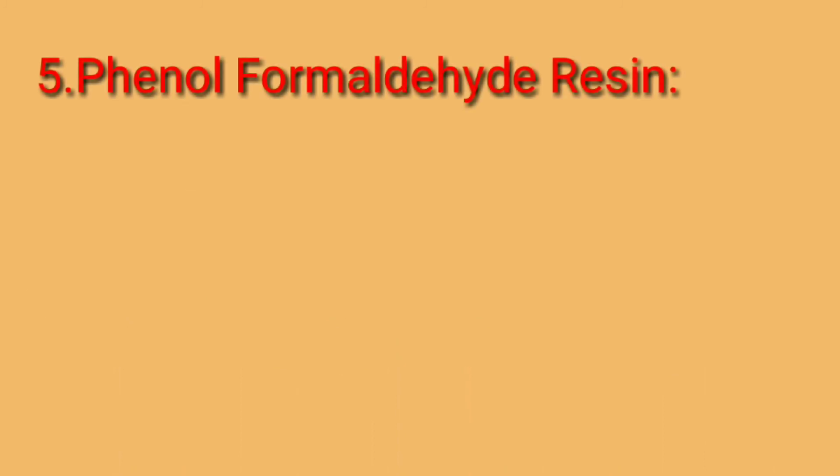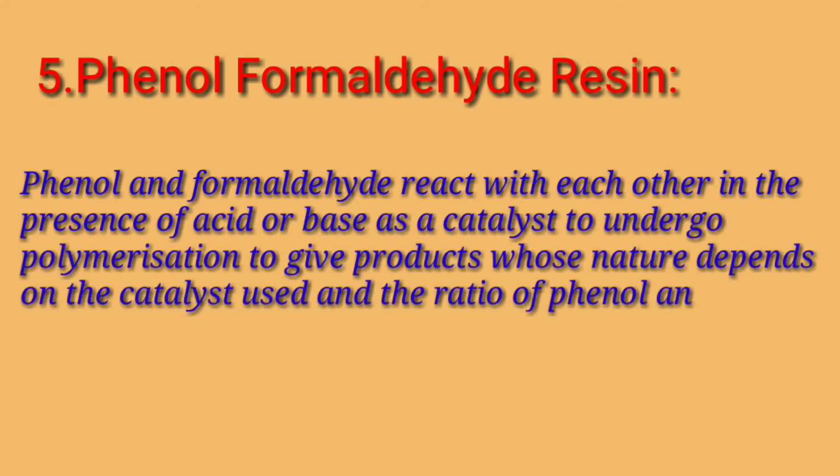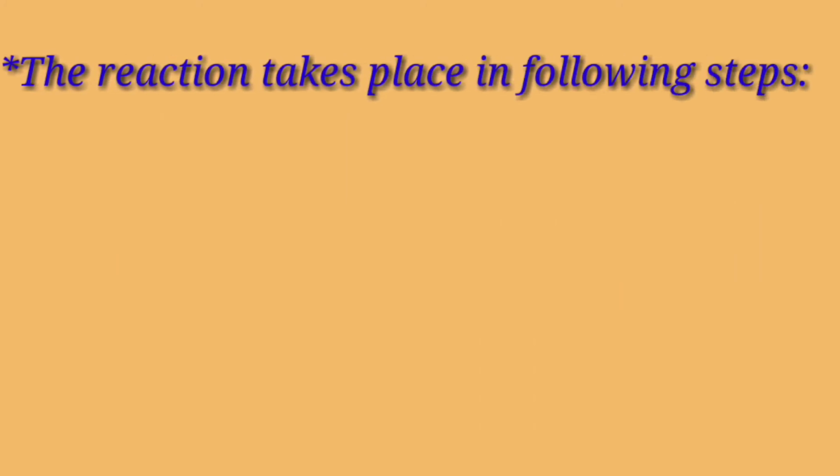Fifth is phenol formaldehyde resin. Phenol and formaldehyde react with each other in presence of acid or base as a catalyst to undergo polymerization to give products whose nature depends on the catalyst used and the ratio of phenol and formaldehyde. The reaction takes place in following steps.